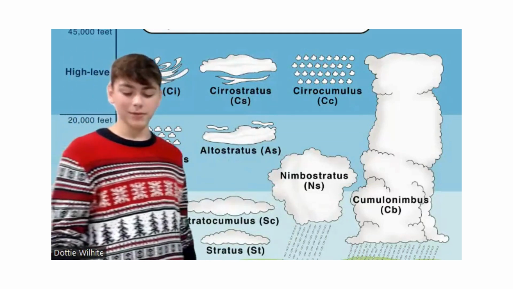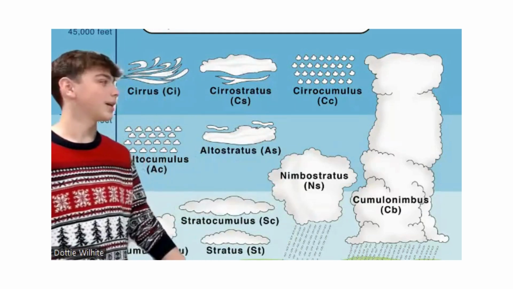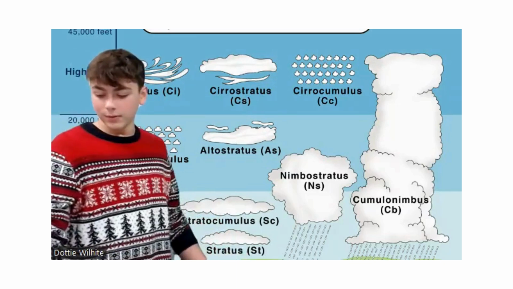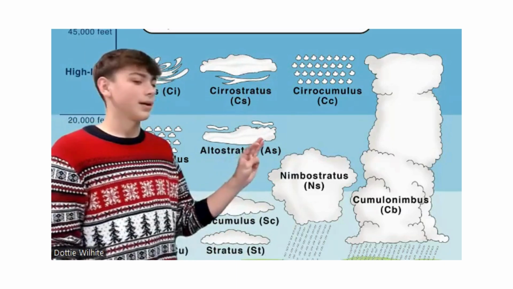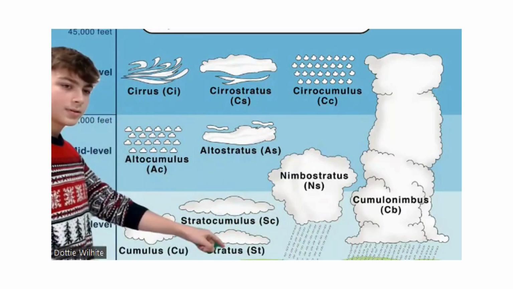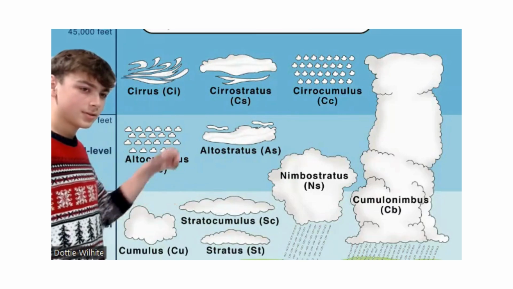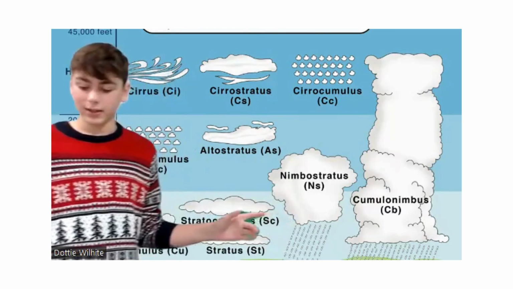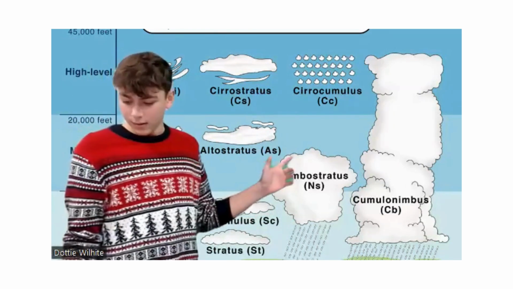Okay, so the first type of cloud I'm going to be talking about is stratus clouds, which you can see around here. There are three different types of clouds: stratus clouds, stratocumulus clouds, and altostratus clouds. The first type I'm going to talk about is stratus clouds.